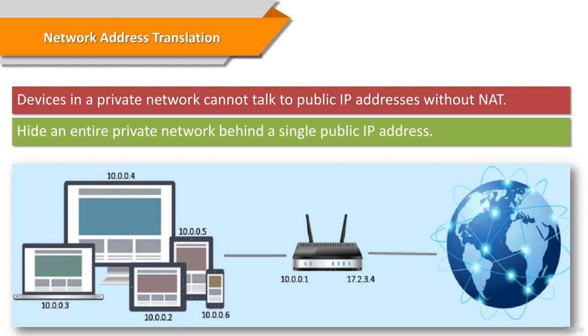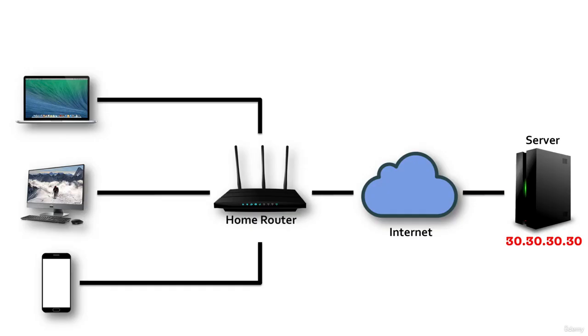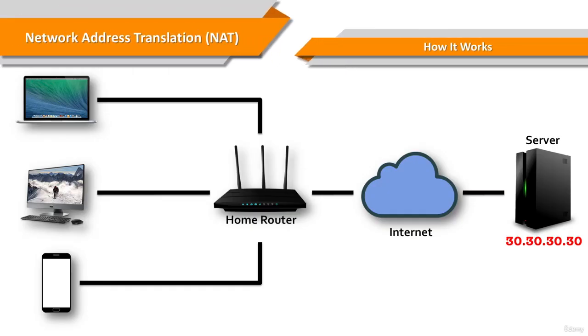From the perspective of the resource on the internet, it's sending information to the address of the router. From the perspective of the workstation, it appears that the communication is directly with the site on the internet. So when NAT is used like this, all users inside the private network that access the internet have the same public IP address. So that means only one public address is needed for hundreds or even thousands of users. So let's have a look and see how it works.